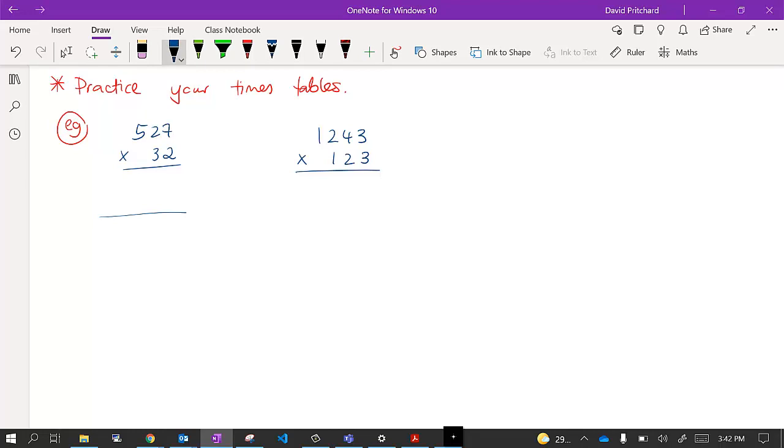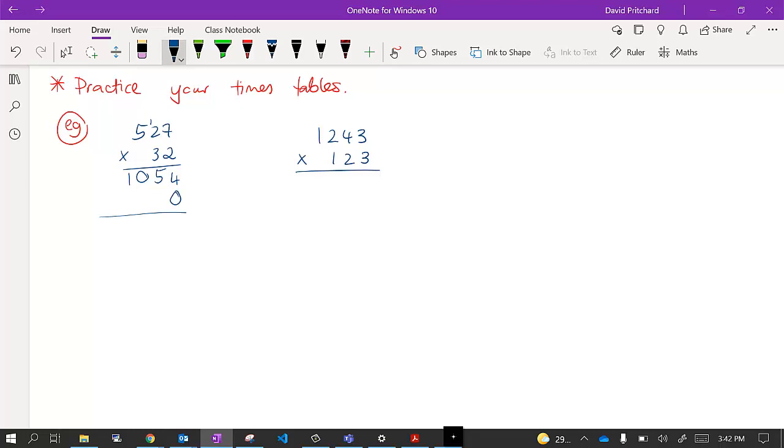So 2 times 7 is 14. Carry the 1. 2 times 2 is 4, plus 1 is 5. And then 2 times 5 is 10. We got no way to carry that 1, so we'll just write the 10. So we've got 1054. Now we're on to our tens column, so we start by writing a 0 there.